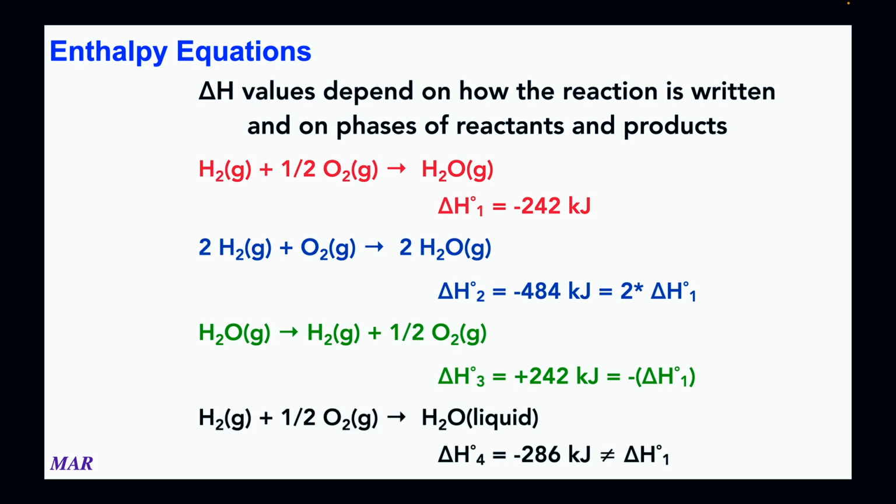Finally, all of these reactions have used gases: H2 gas, O2 gas, water gas. Maybe you want to have a good glass of water, liquid water, no problem. But your delta H value will be different. So when you make H2 and oxygen, add oxygen to it to make liquid water, your delta H has a different value than if gaseous water was made. This particular one is minus 286 kilojoules, a little bit more exothermic than when you're just making gaseous water.